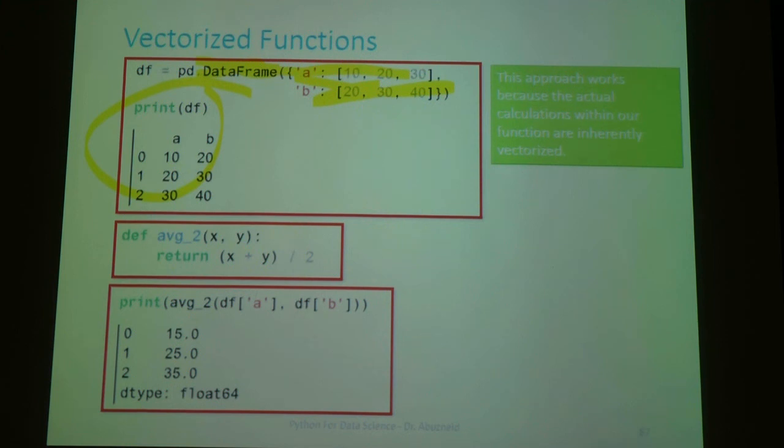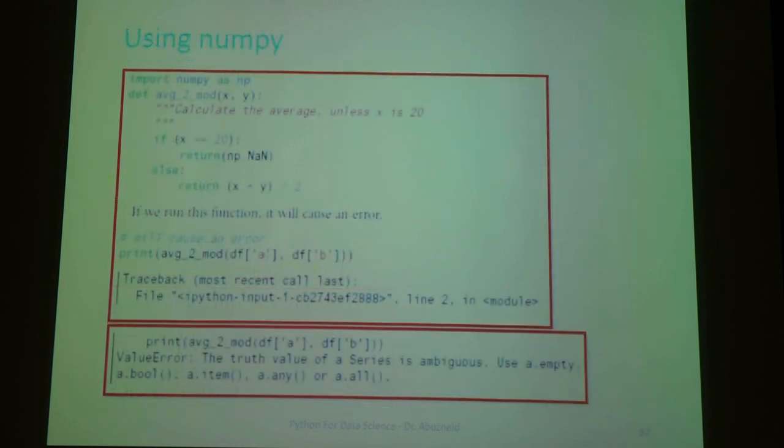So when I try to calculate the average for 2, x and y, if this is a function, return x plus y over 2. When you apply it to this vector, so average 2, you're passing the first column and the second column, and it gives you the average. This works because the actual calculations within our function are inherently vectorized. You know, any work in NumPy or pandas, everything will work vector to vector. If you add data frame to data frame, it will work column by column. It will vectorize. It will do the broadcast, right? So this is using NumPy, for example.